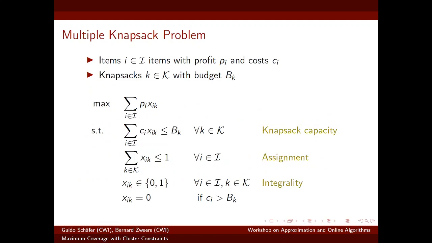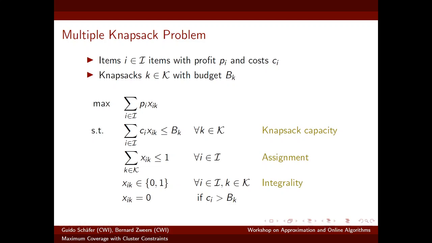To start with the multiple knapsack problem, we'll do a short recap. This is the ILP formulation. We have to decide which item to assign to which knapsack. That's the decision variable. Then the goal is to maximize the profit, making sure that the knapsack capacity is satisfied. Every item is assigned at most once. It should be integrally assigned. And a crucial part, especially for the LP relaxation, is that we do not allow an assignment of an item to a knapsack for which the item has a higher cost than the budget of the knapsack. In other words, it wouldn't fit integrally.